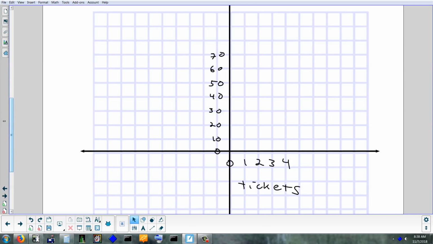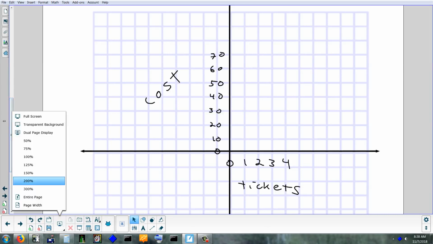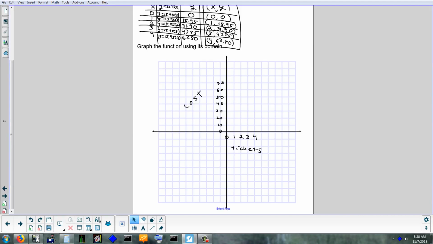Okay. How about, what's that axis again? 0 through 70, that represents y, which is the cost. So let's put cost there. All right, now what I'm going to do, I'm going to make it smaller so I can try to see everything at the same time. 0, 0. That's my first point.